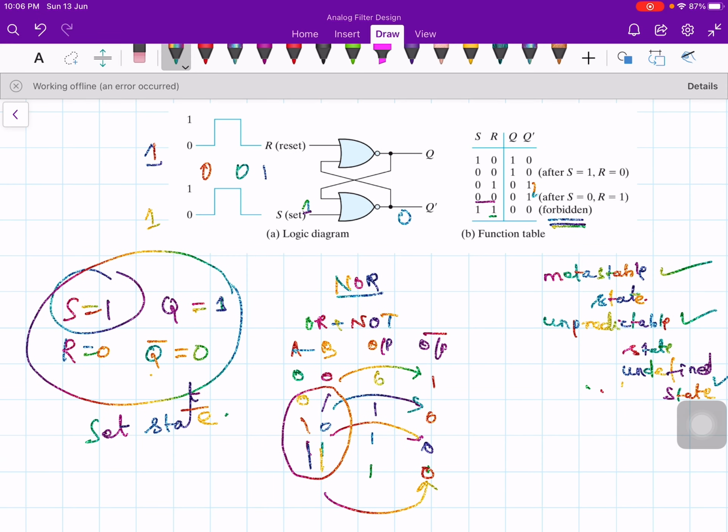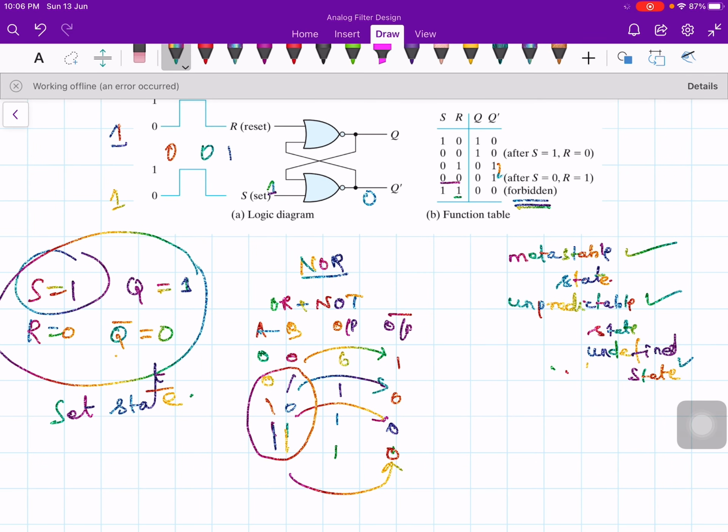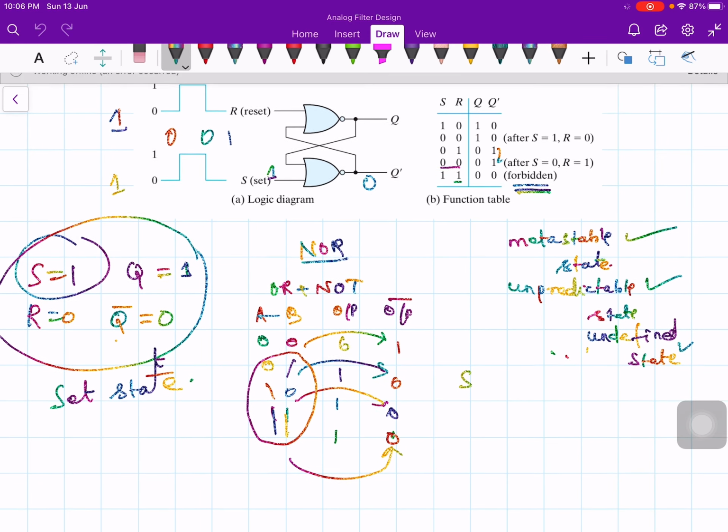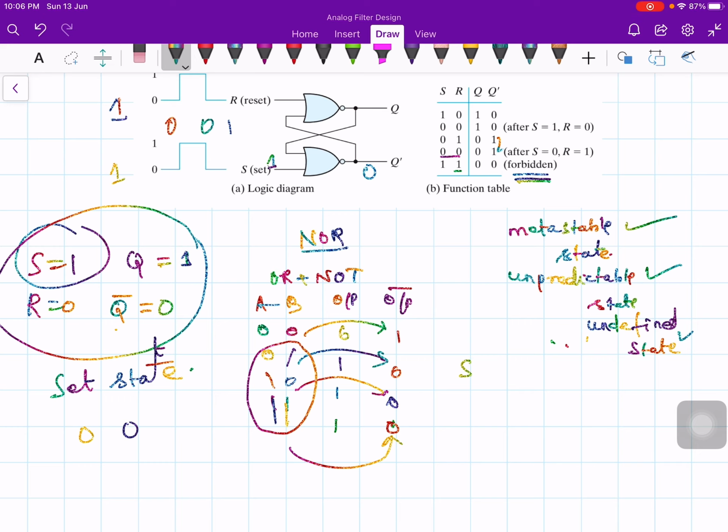So like that we need to analyze the circuit. Now let us take the reset condition. Now if you apply 0 0, so this is 1 and this is 0, this is called a set state, right? Set state. Now if you apply 0 0, then what is going to happen? No change. You can analyze, no issues.